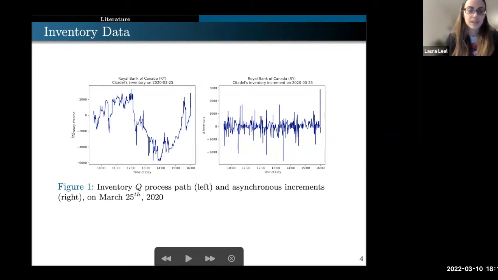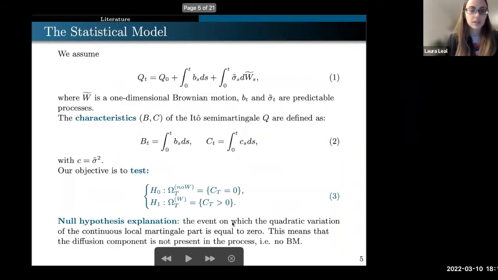So here's the inventory process, and here's the increment in that process intraday. And here we're getting Royal Bank of Canada, which is one stock in the Toronto Stock Exchange, and we're getting Citadel's inventory on a given day. And all days look not exactly the same, but the same type of very, very stochastic looking process. So this is our motivation, and now we're gonna test.